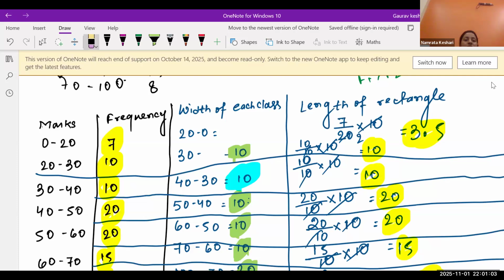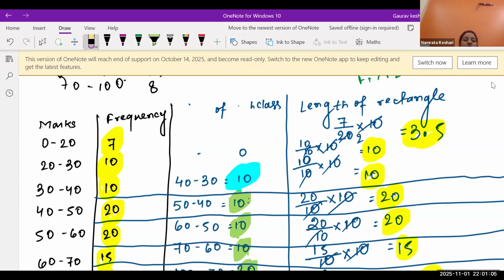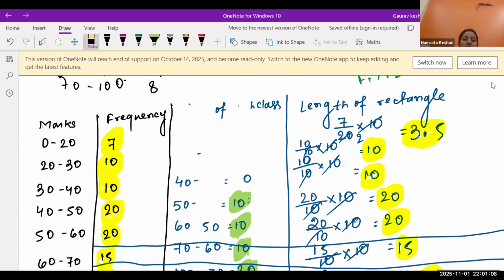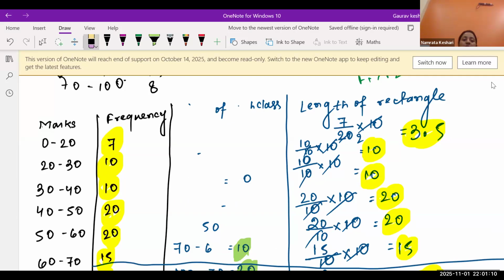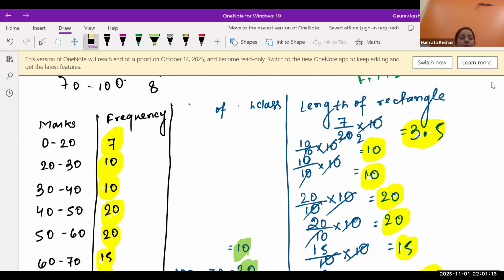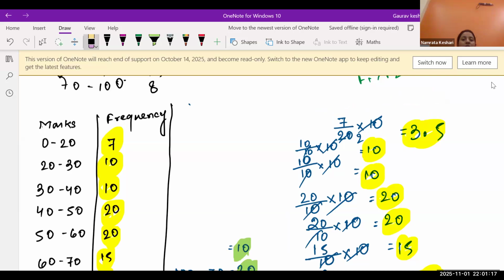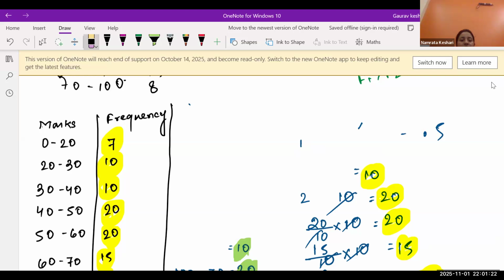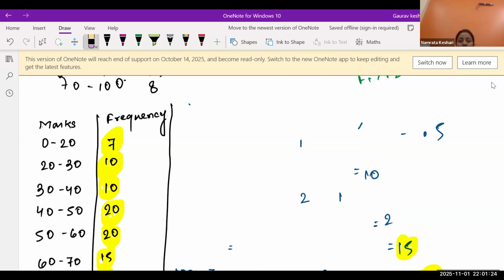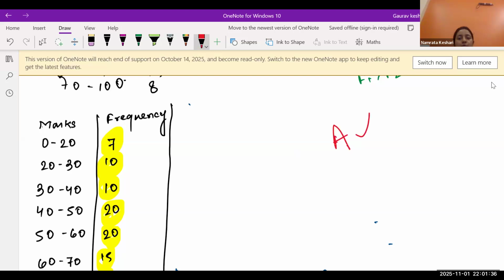One condition needs to be fulfilled while drawing the histogram, and the condition is that area needs to be proportional with the frequency. Okay, area has to be proportional with the frequency. What does that mean? I'm coming to the explanation. Area needs to be proportional with the frequency.